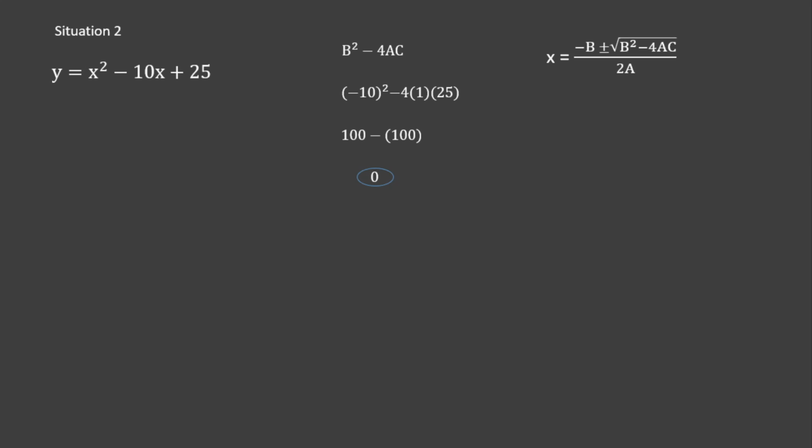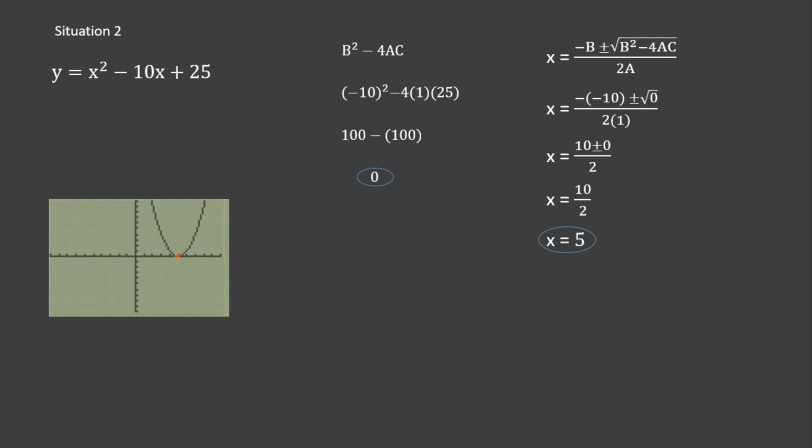Now let's plug this into the quadratic formula. Then we'll end up with 10 plus or minus 0 over 2, which is just going to be 10 over 2, which is 5. So there's our 1 real zero. There it is graphed. You can see the graph kind of touches the x-axis at 5 and bounces.